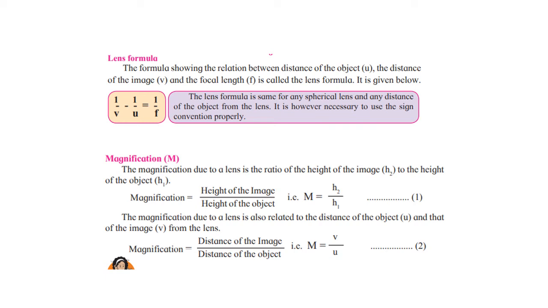So what is the formula for magnification? M is equal to h2 upon h1. That is, h2 is the height of the image, h1 is the height of the object. There is also another formula, which is M is equal to v upon u. So combining these, we get M is equal to h2 upon h1 is equal to v upon u. We will see when we are solving sums how we utilize this formula.